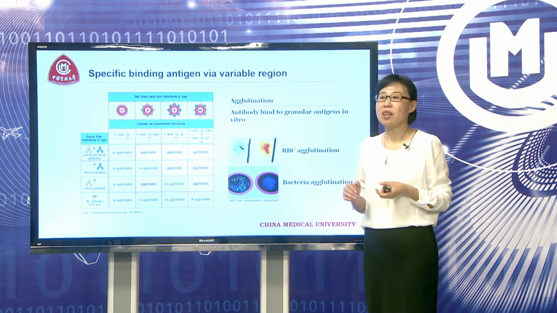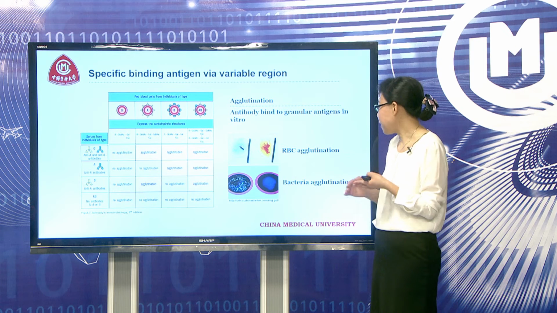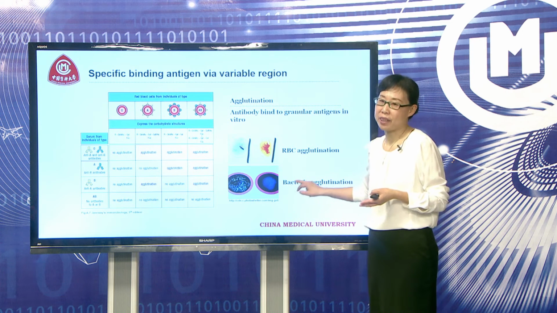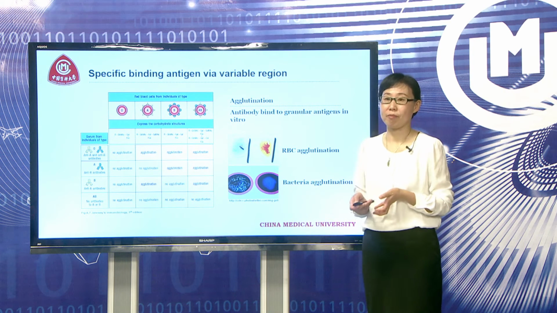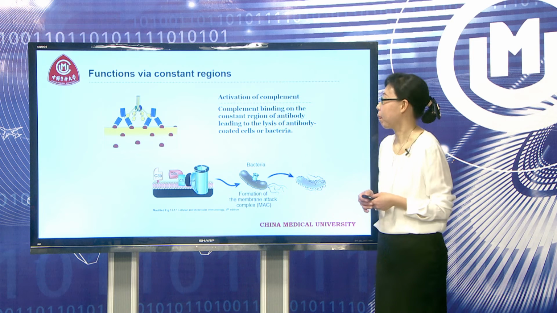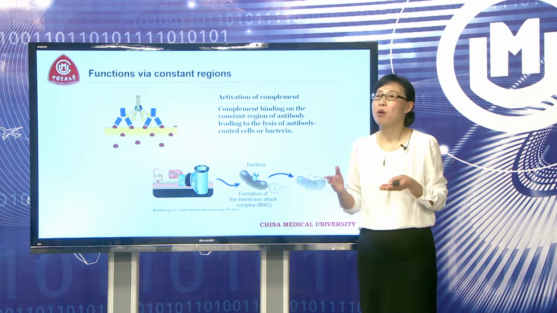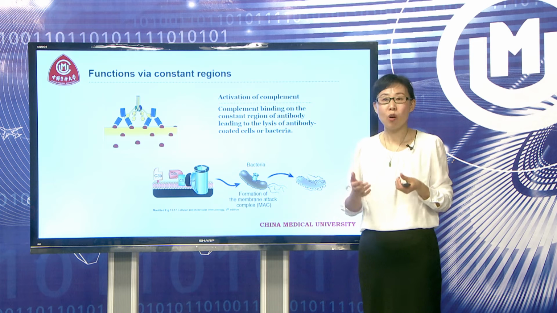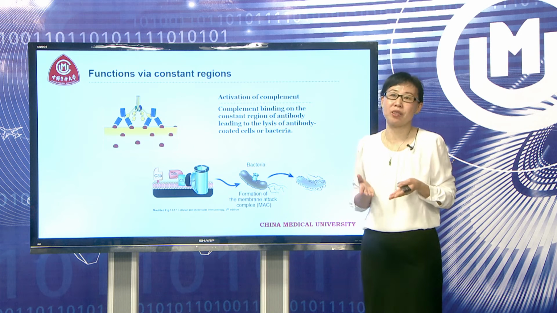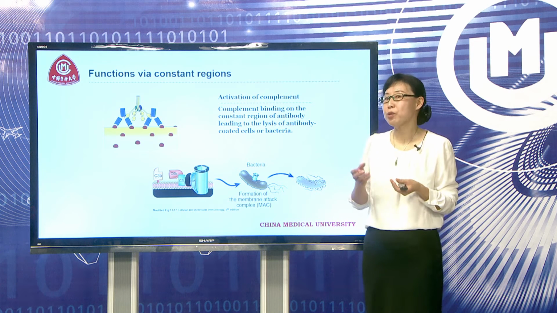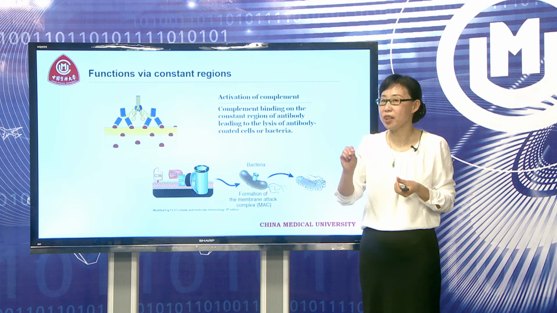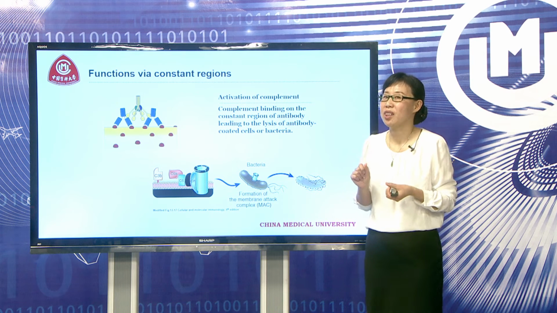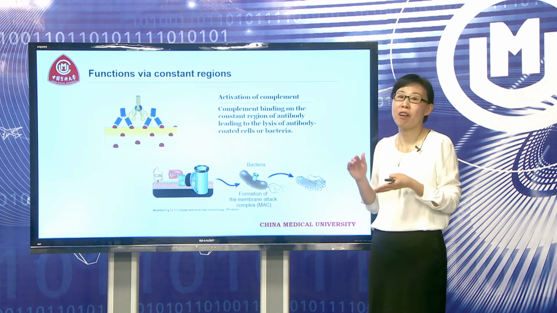Agglutination can also identify the species of bacteria. Those functions are mediated by the variable regions. And what are the functions of the constant region? As you know, the constant region combines with some molecules and immune cells, so it can also mediate some functions.